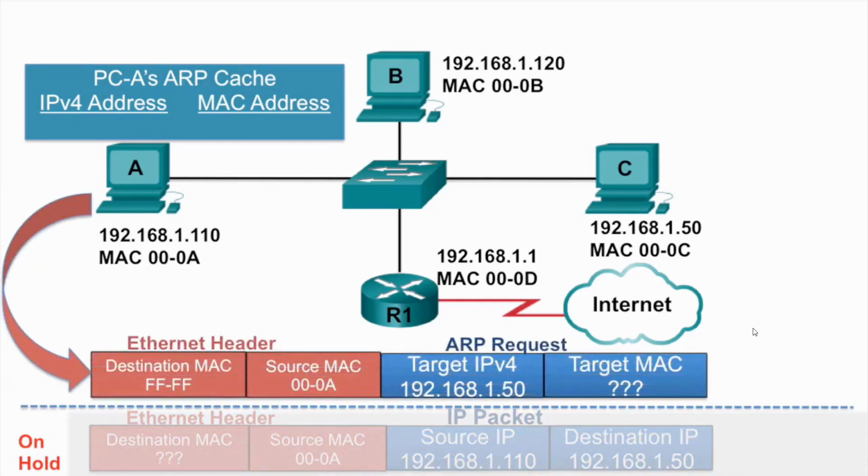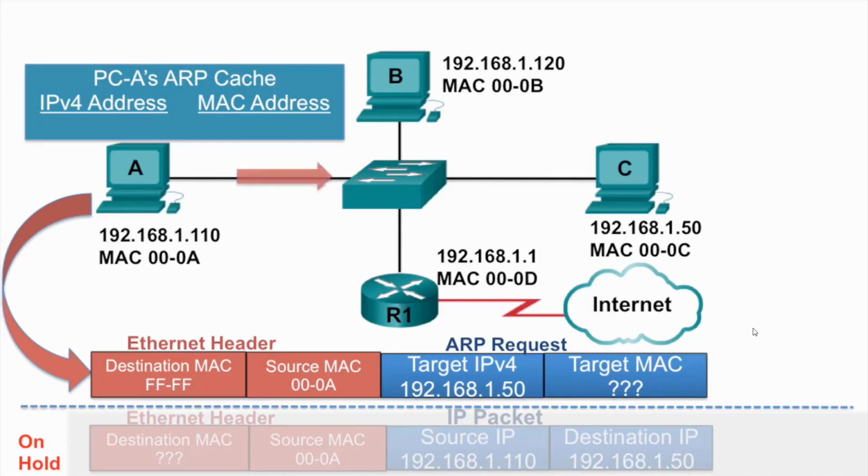The ARP request contains the target IPv4 address. This is the IPv4 address which is known by PCA, and the target MAC address which is unknown. This is what PCA is wanting to find out. The ARP request is sent as a broadcast, so everybody on the network will need to examine this Ethernet frame and process the ARP request.